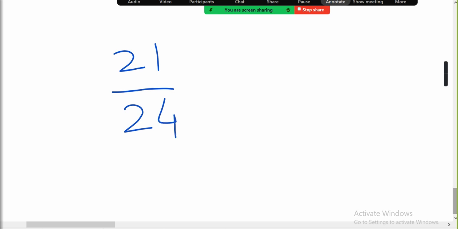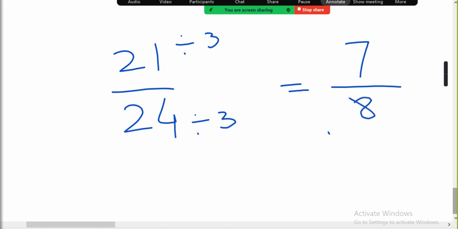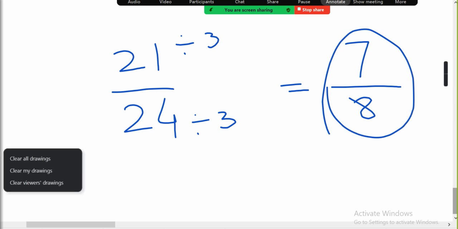Okay, now reduce it. 21 by 24. They both are divisible by 3. So I will write 3 like this. And when 21 comes in the table of 3, it is 7. And when 24 comes in the table of 3, it is 8. 7 by 8 is our new fraction.